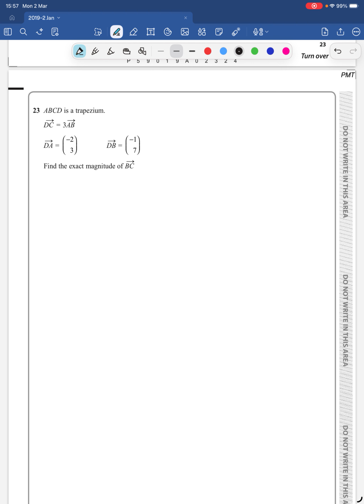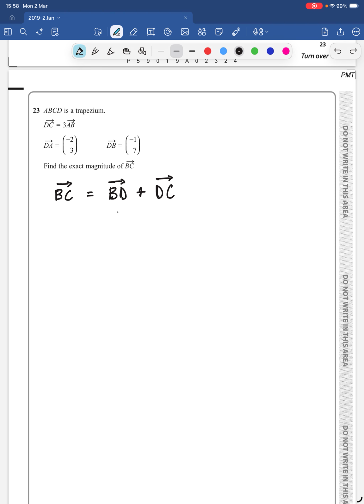Well, with all these, I really do think that the key is to write them in terms of sums of other position vectors you've got. We know that BC is equal to BD plus DC, because we're starting at B and we're ending up at C. So one way or another, when we write that out and simplify it, it's going to be equal to BC.